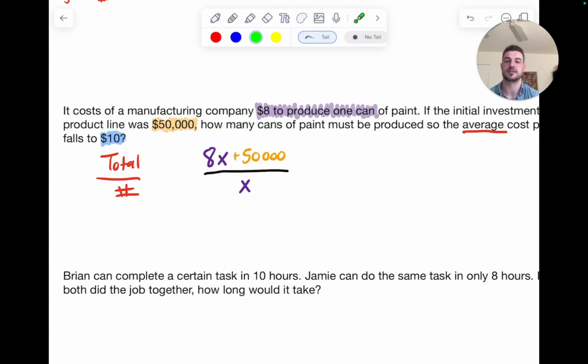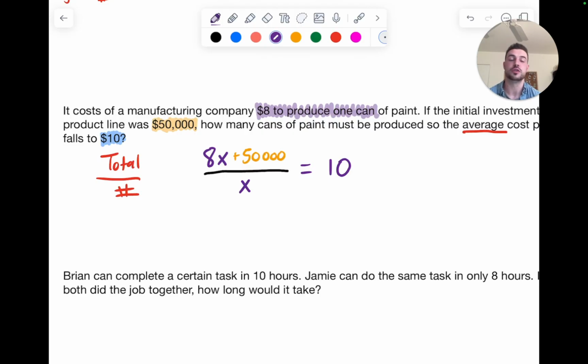The total cost is our numerator. The number of cans is our denominator. That should give us the average cost. So this is the equation we're going to use, but we want the average to be equal to $10. We want it to fall to $10.